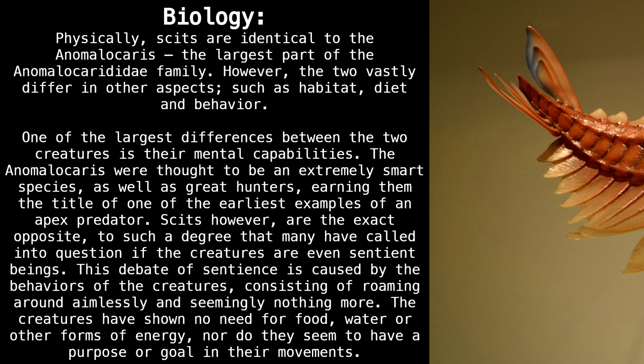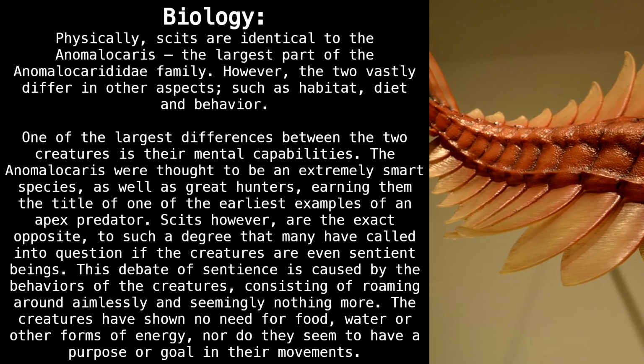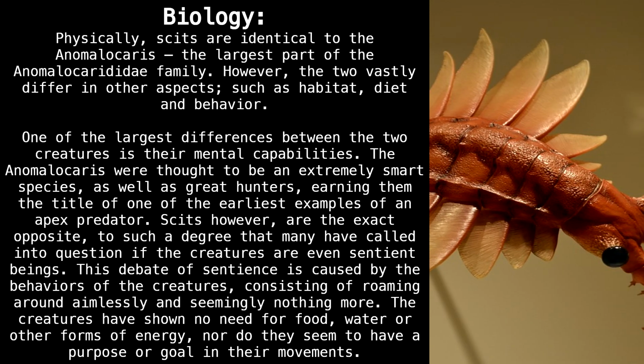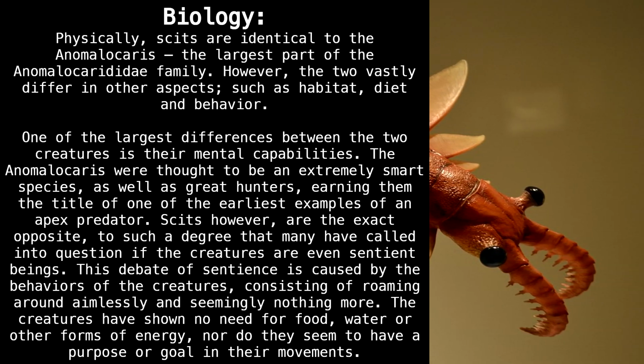Biology. Physically, Scits are identical to the Anomalocaris, the largest part of the Anomalocarididae family. However, the two vastly differ in other aspects, such as habitat, diet, and behavior. One of the largest differences between the two creatures is their mental capabilities. The Anomalocaris were thought to be an extremely smart species, as well as great hunters, earning them the title of one of the earliest examples of an apex predator.